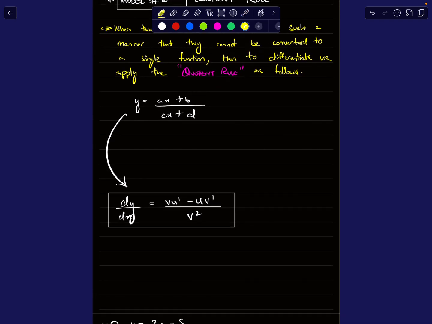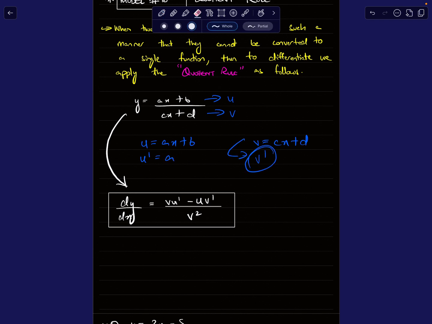So we'll take the numerator as u and the denominator as v. So my u is going to be ax plus b and my v is going to be cx plus d. The differential of u is going to be u prime, which is a. The differential of v is going to be v prime, which is going to be c.